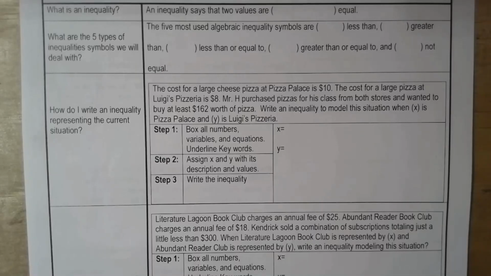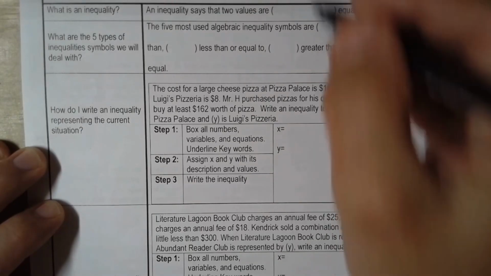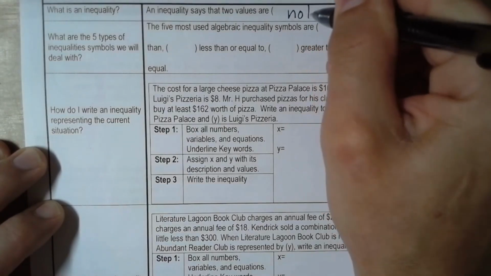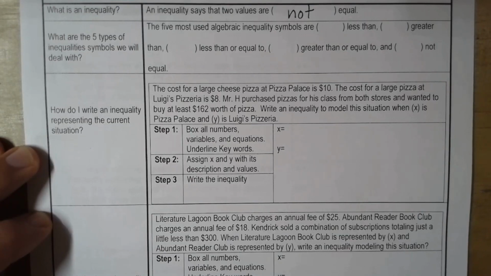Alright, in this lesson we're going to go ahead and look at how to write an inequality for Algebra 1. So let's look at the first thing. The first definition on the left hand side, notice we have a question there and it says, what is an inequality? And when we're talking about an inequality symbol, it says that two values are not equal. And the next question says, what are the 5 types of inequality symbols we will deal with?